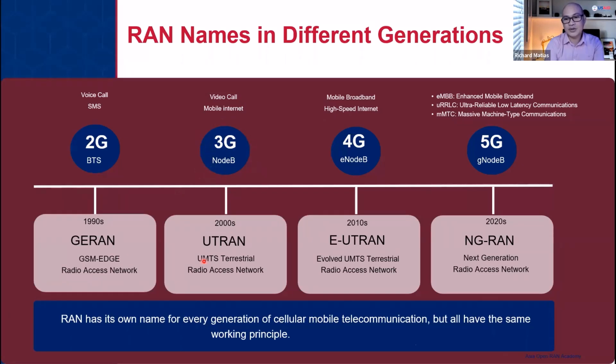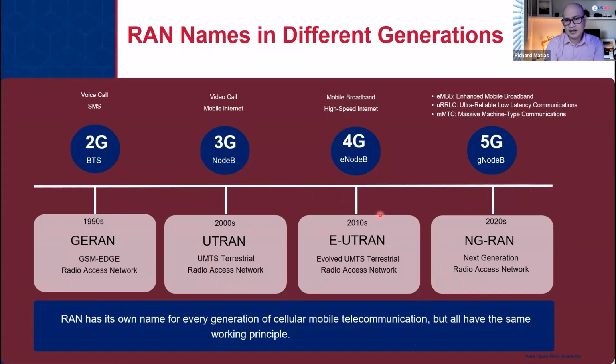And it is called UTRAN. Okay, so UTRAN means UMTS terrestrial radio access network. And then when we talk about UMTS, it means Universal Mobile Telecommunication System. Okay, so Node B ang tawag natin sa cell site.